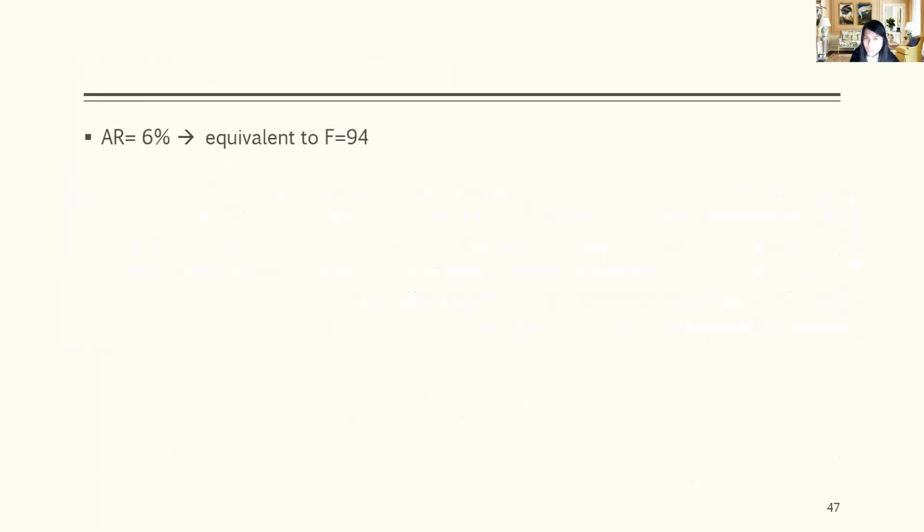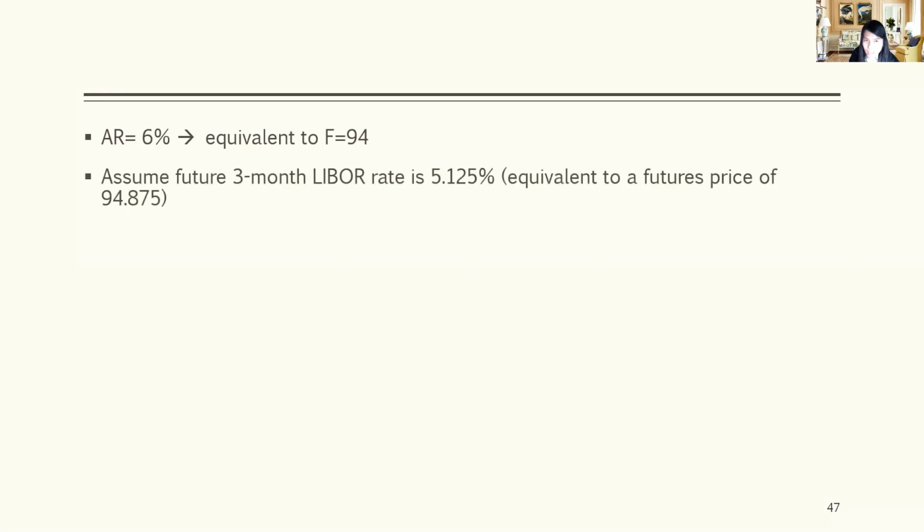To compute the expected outcome of a futures hedge, let's rewrite the information in the question first. AR is the agreement rate, 6%. This is equivalent to the futures price of 94. The expected future 3-month LIBOR rate is 5.125%. That will be equivalent to 94.875 points. So this is the ST that we mentioned before.